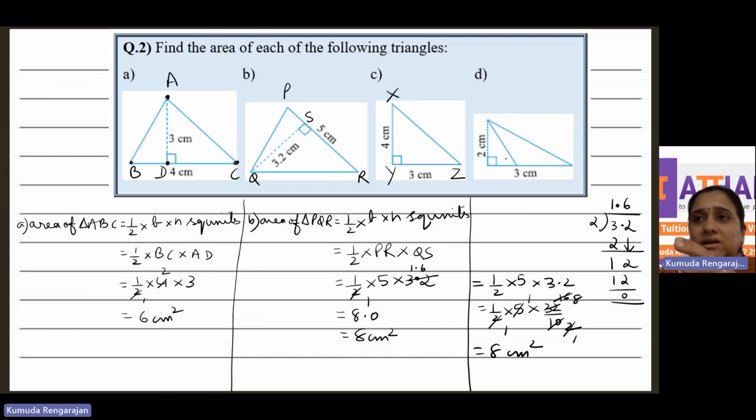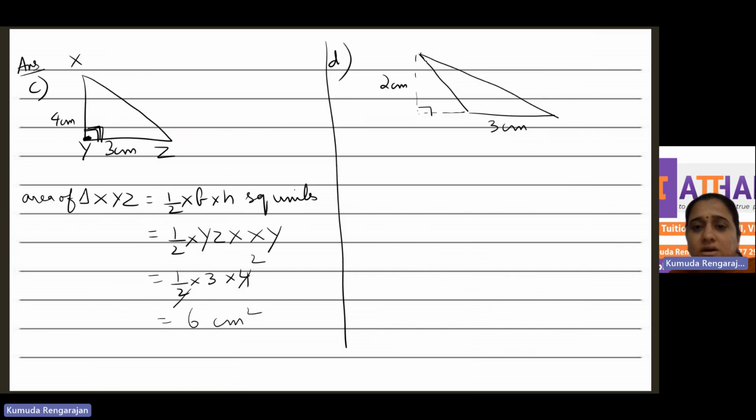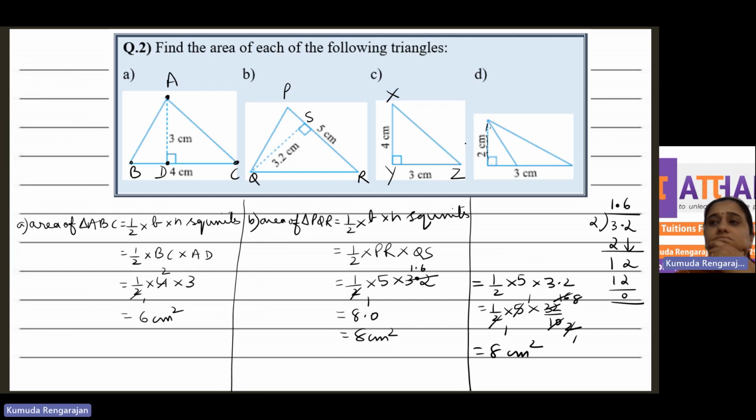If something is in dotted lines, now outside the triangle, see here, this one, this means it's outside the triangle. The triangle is only this portion. This is the triangle. Then that is not part of it. That is inside the triangle.